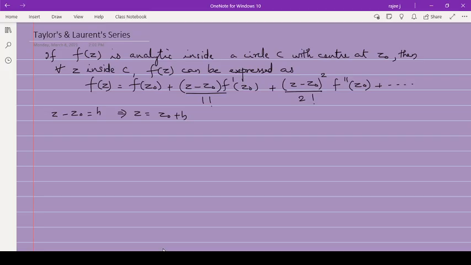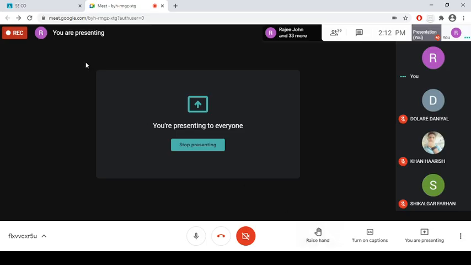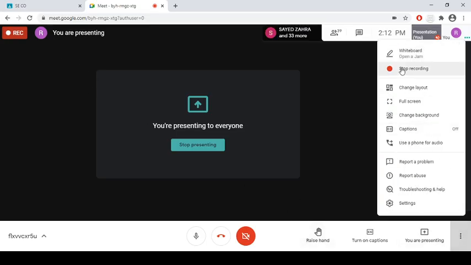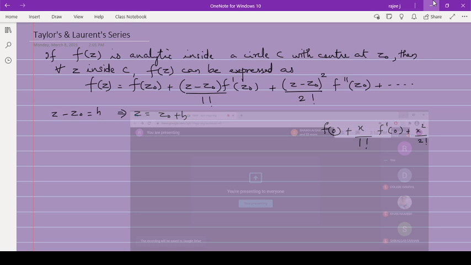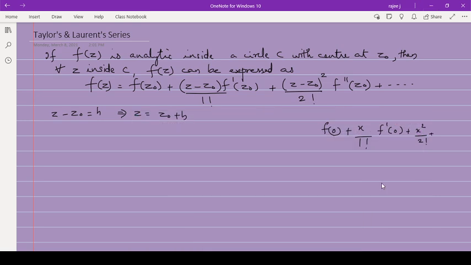Now if you put z0 equal to 0, that is, if this point is 0, you get f of 0 plus z by 1 factorial f dash of 0 plus etc. I hope you remember this one: f of 0 plus x by 1 factorial f dash of 0 plus x square by 2 factorial into f double dash of 0 plus etc. We used to call this the Maclaurin series.